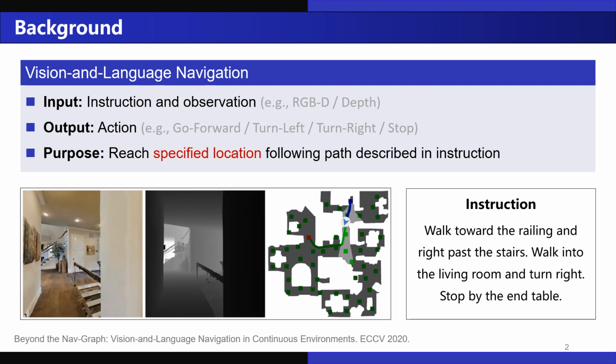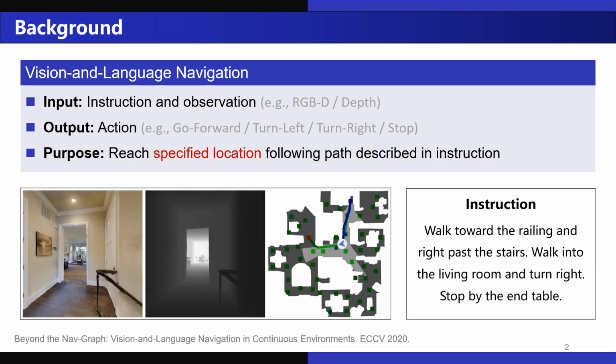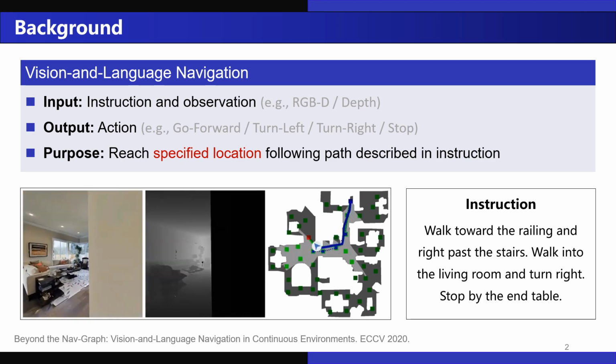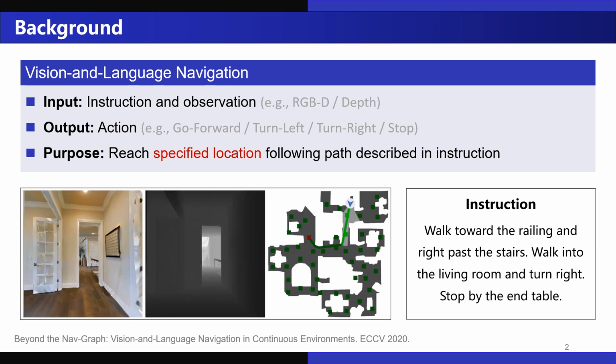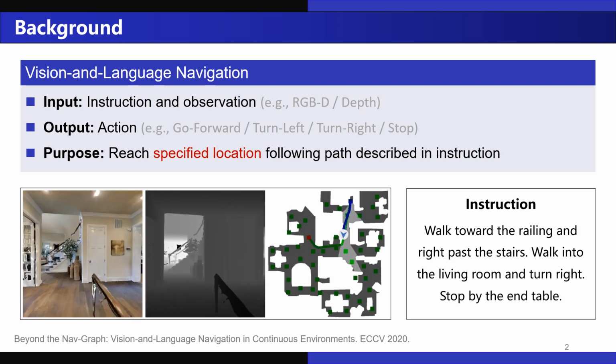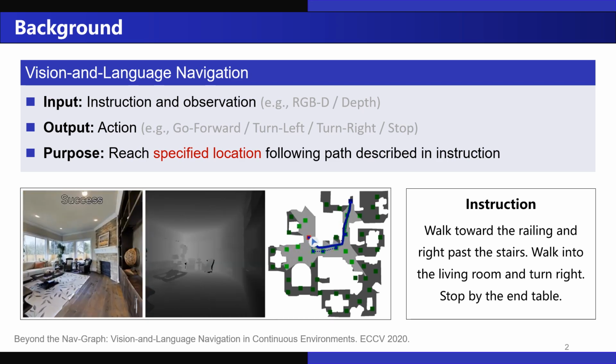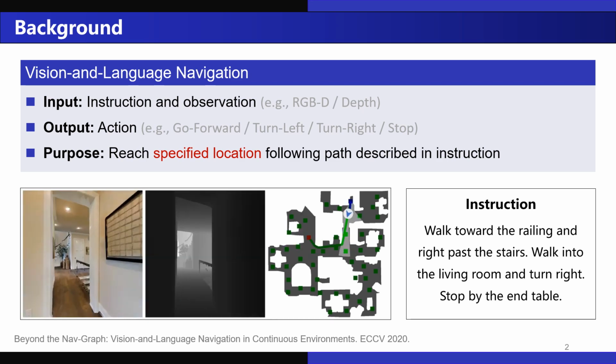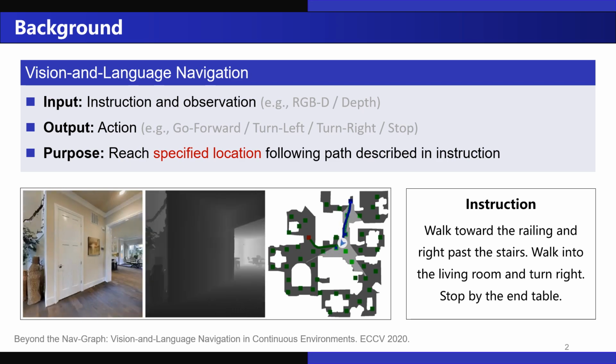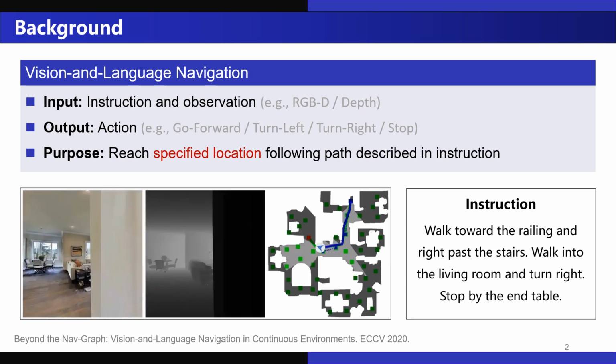First, I will introduce the background about vision and language navigation. Developing a robot that is able to cooperate with humans is one of the goals for embodied artificial intelligence. To this end, vision and language navigation has been proposed, which aims to train a robot to navigate in an environment following a path described by language instructions.